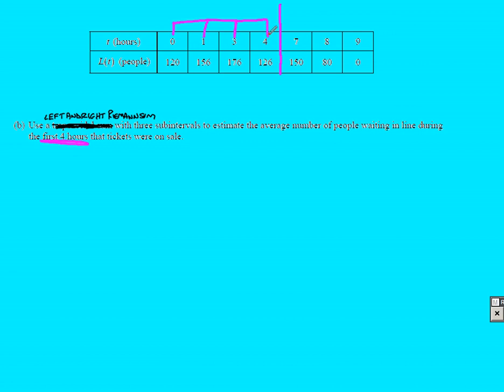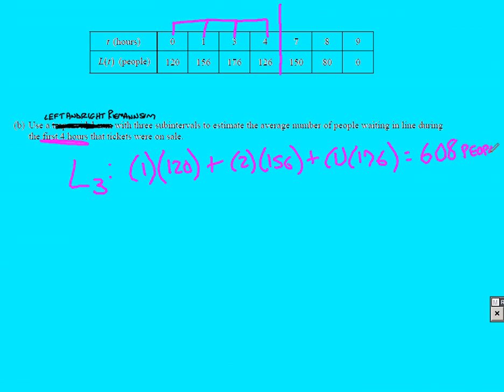If we want to do first the left Riemann sum with 3 intervals, here's my first interval from 0 to 1. The width there is 1. What is my left endpoint, because I want the left sum? It will be 120. My next interval has a width of 2, and my left endpoint is 156. And then the last one, my width again is 1, and my left endpoint is 176. So when I add those up, I should get 608 people. That's the complete sum.